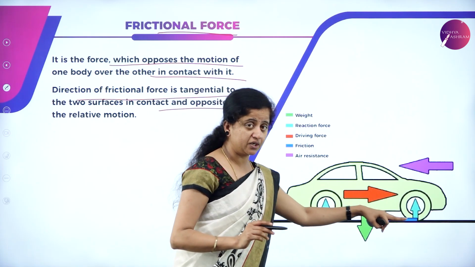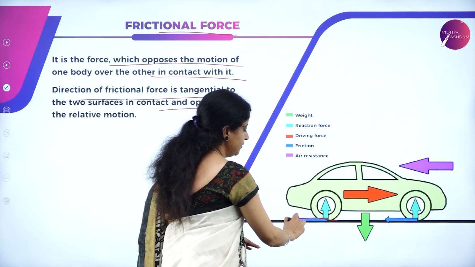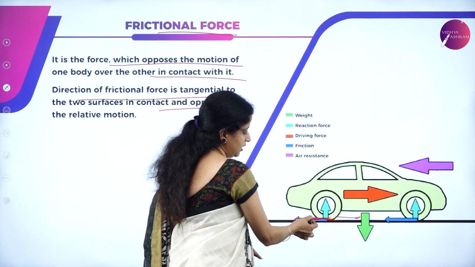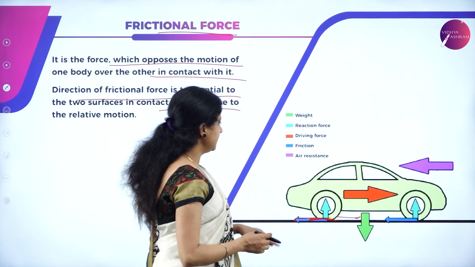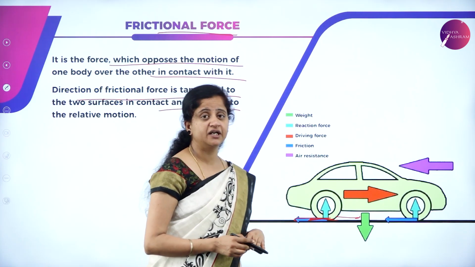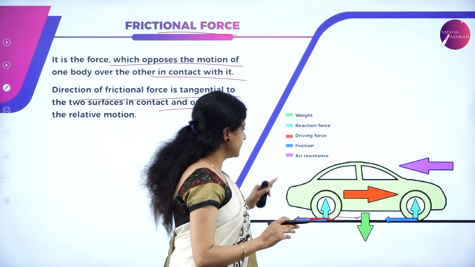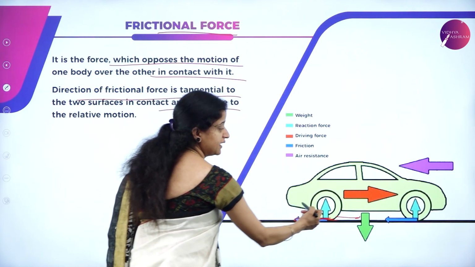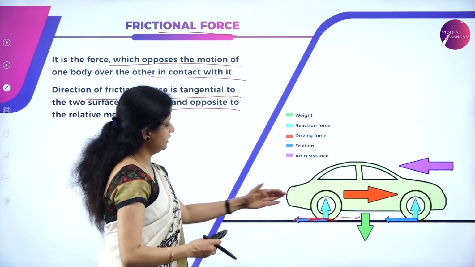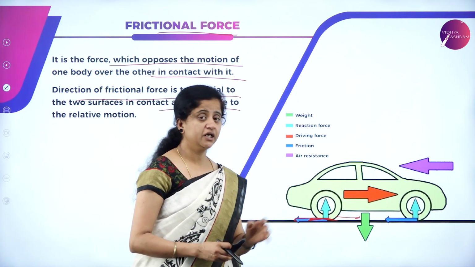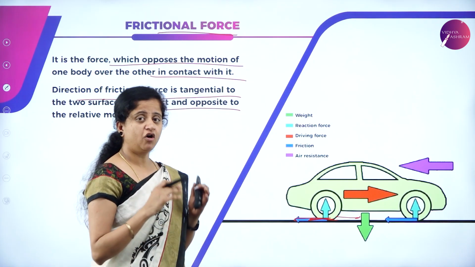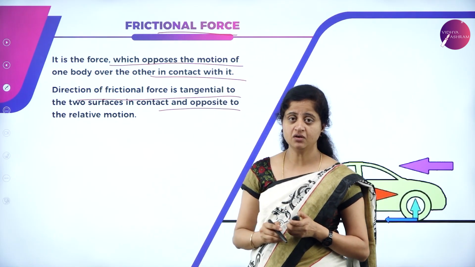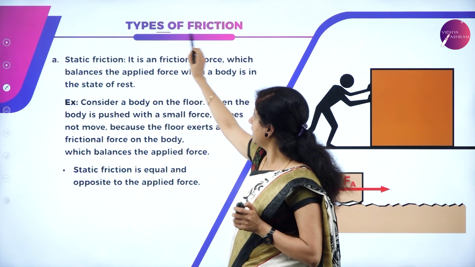If a car is moving on a road, the force which is opposing the relative motion, that is the tire's wheel with respect to the ground, we will call frictional force, and the direction is always tangential to the relative motion. The direction of friction is tangential to the two surfaces which are in motion, and it is always opposite to the relative motion. The direction of frictional force is always opposite to the relative motion. So the force that opposes the relative motion between one body and the other body, we will call frictional force. Now let us see what are the types of friction.